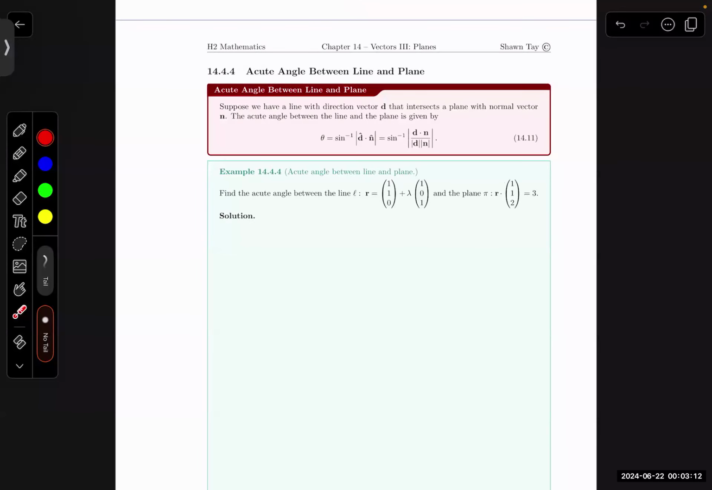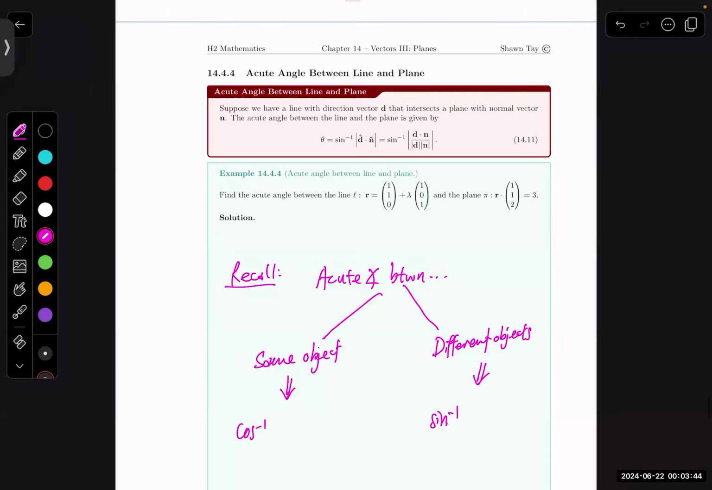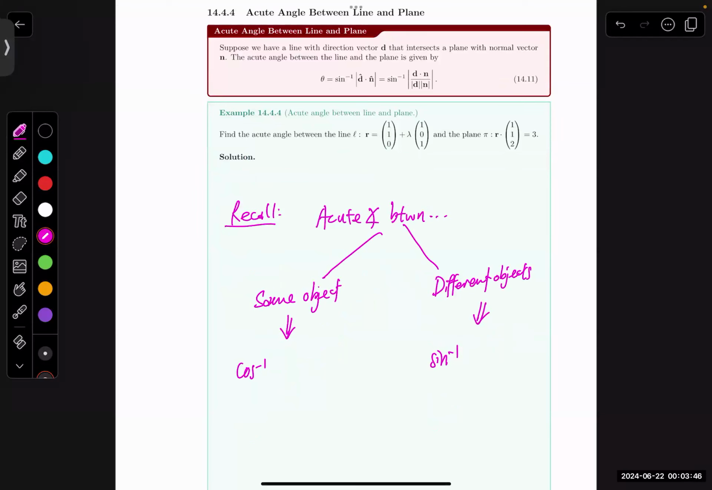But anyway, acute angle between line and plane. Just recall, acute angle between two different things. Same object, you use cosine inverse. Different types of objects, you use sine inverse. In this case, you use sine inverse because it's different objects.